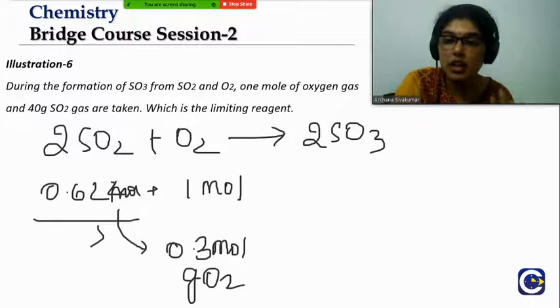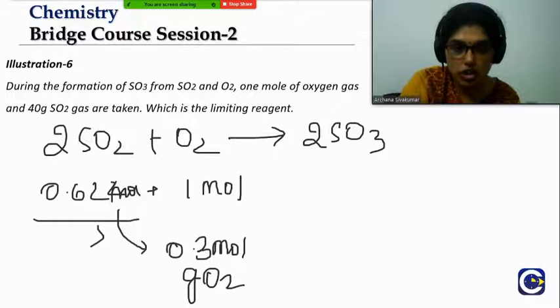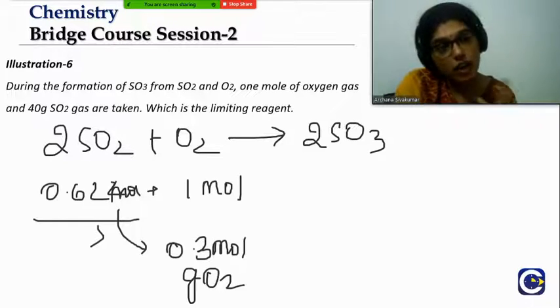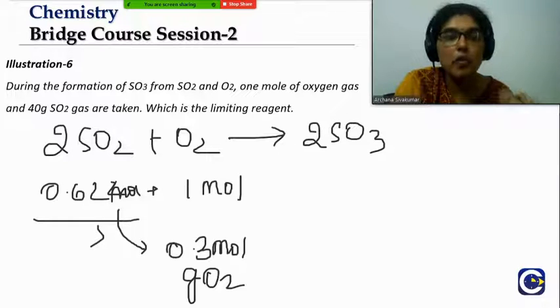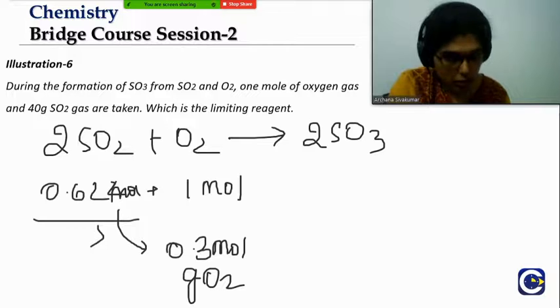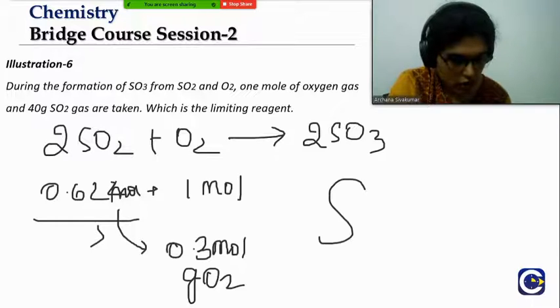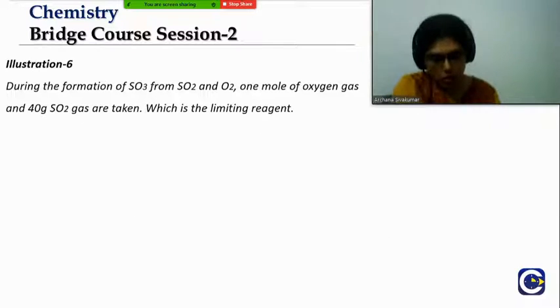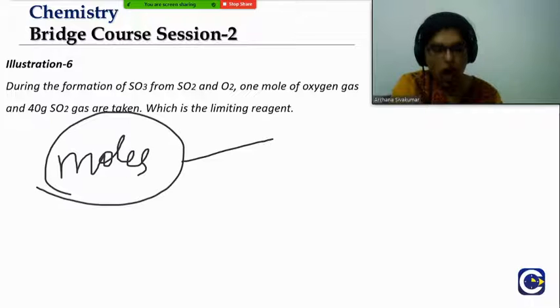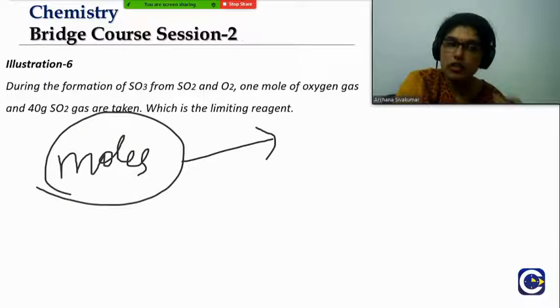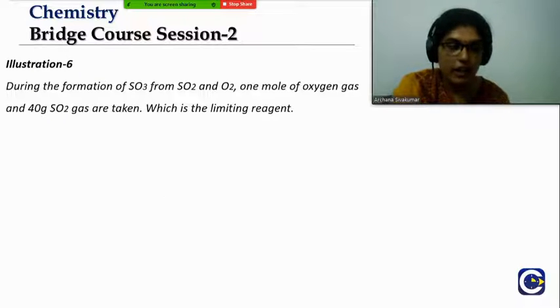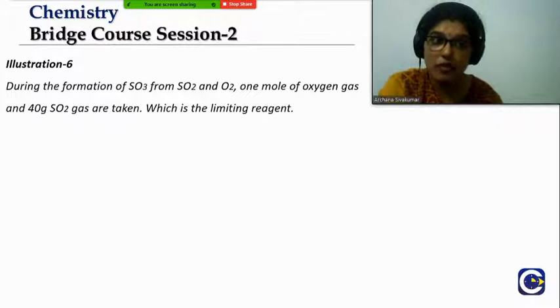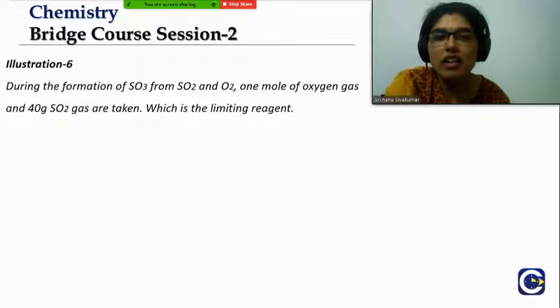But 1 mole of oxygen is present. So what is the limiting reagent? Obviously the sulfur dioxide, because it needs only 0.3 moles of oxygen but 1 mole is present. That means once sulfur dioxide is used up, the reaction will be complete and whatever oxygen is present will be left over. So the limiting reagent here is sulfur dioxide, because it is present in lesser amount. So always, we take the moles and compare them. We have to see how many moles of the other reactant are needed, and if the other reactant is present in excess, or if it is less than what is required, the other one will be the limiting reagent.